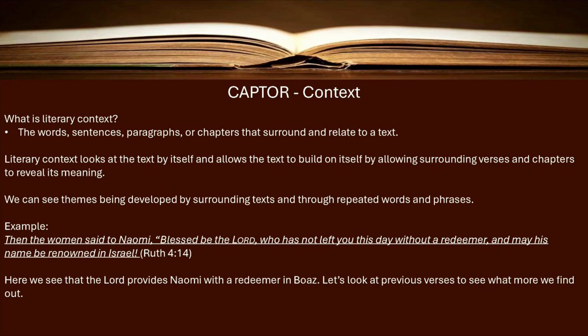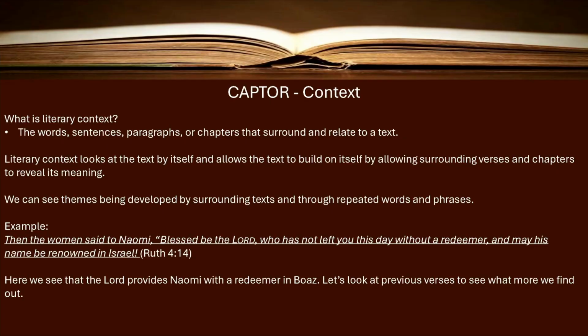Well, that's how we build a literary context. The literary context looks at the text by itself, and it allows the text to build on itself by allowing surrounding verses and chapters to reveal its meaning. And as we look at this, we can begin to see themes being developed by those surrounding texts and throughout repeated words and phrases that occur in those passages.